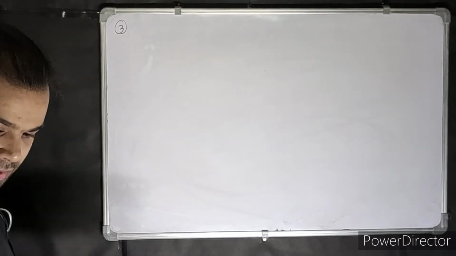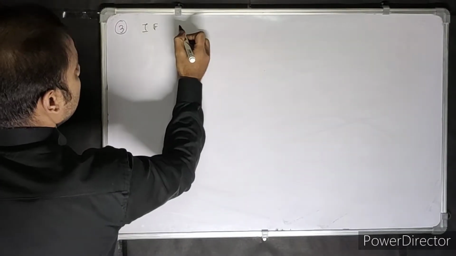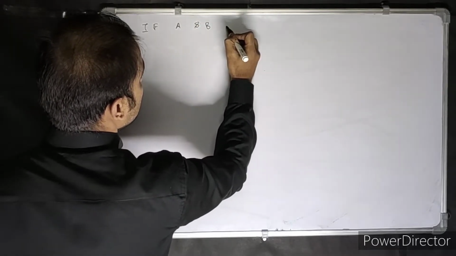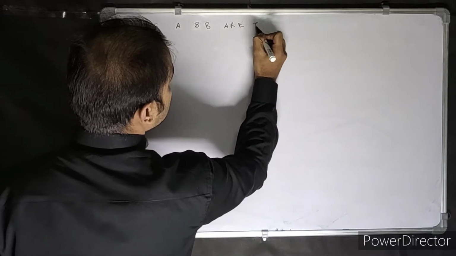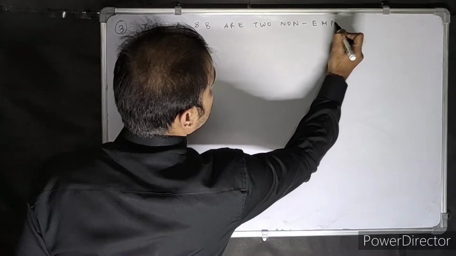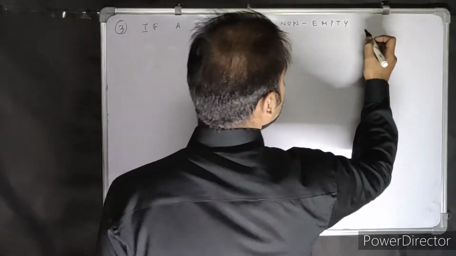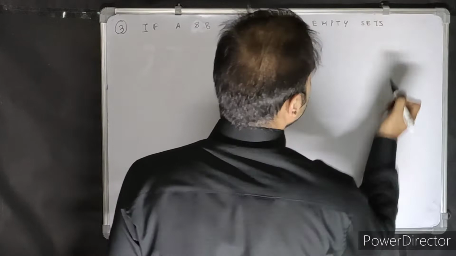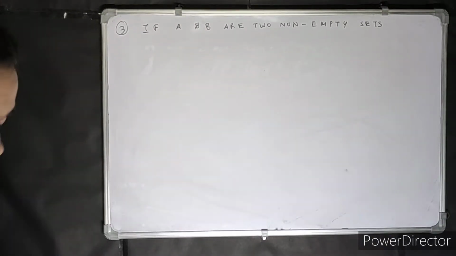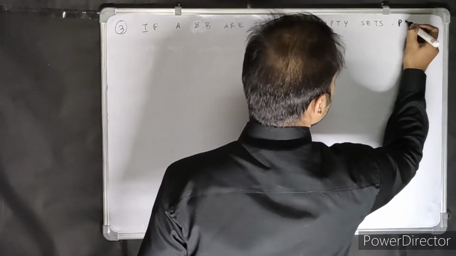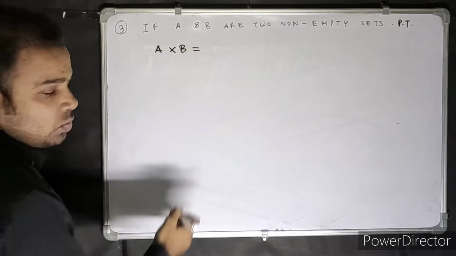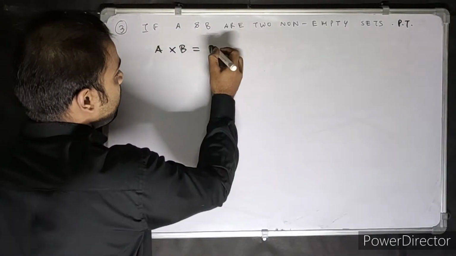So this is what question number 3 is saying. If A and B are two non-empty sets, then you have to prove that A cross B is equal to B cross A.